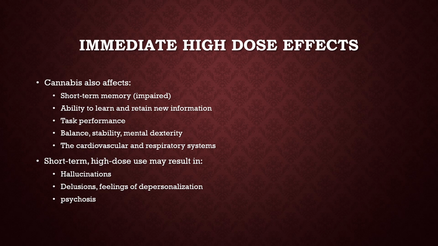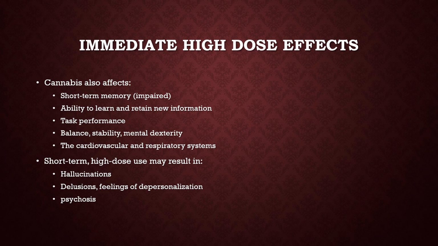And this is a list of some of the immediate high-dose effects of cannabis. Pseudo-hallucinations. These are ones which a person's able to tell are not real. A true hallucination is where a person is unable to recognize the hallucination from reality. But a pseudo-hallucination is they know that it's not real. Cardiovascular and respiratory system effects include increased heart rate and low blood pressure if the person stands up too quickly.